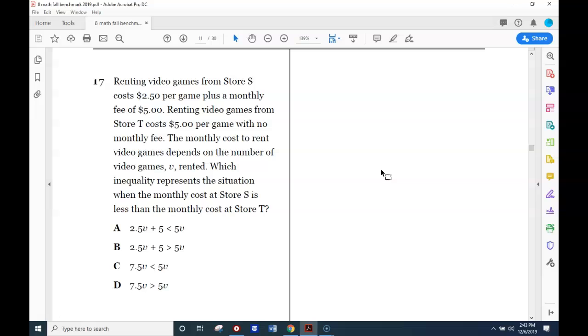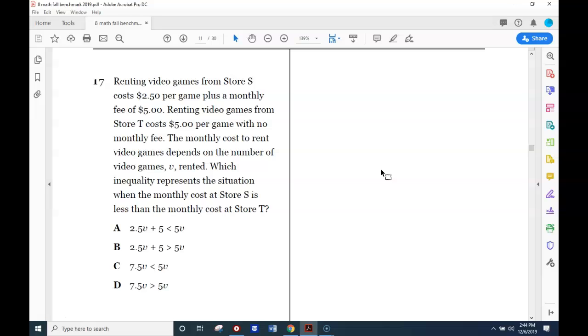Number 17. Renting video games from Store S costs $2.50 per game plus a monthly fee of $5. Renting video games from Store T costs $5 per game with no monthly fee. The monthly cost to rent video games depends on the number of video games V rented. Which inequality represents the situation when the monthly cost at Store S is less than the monthly cost at Store T? A, 2.5V plus 5 is less than 5V.